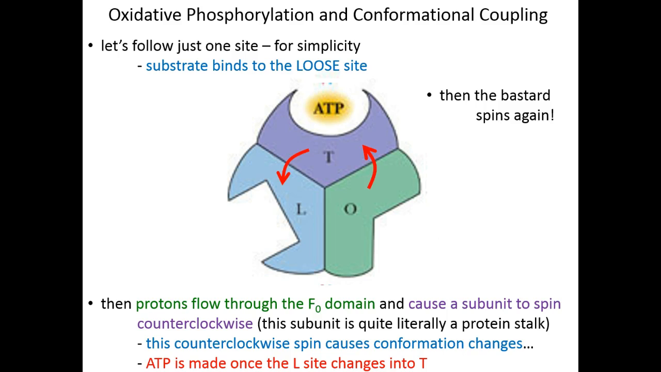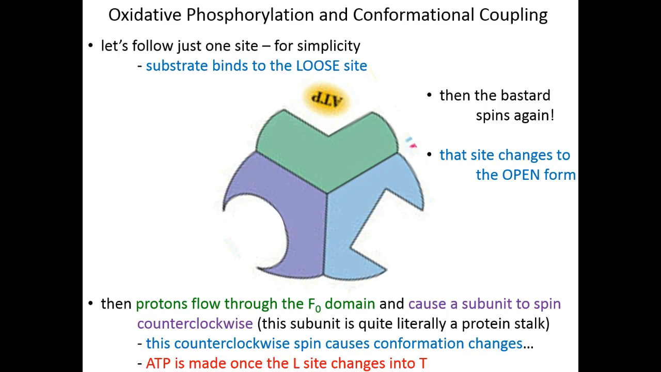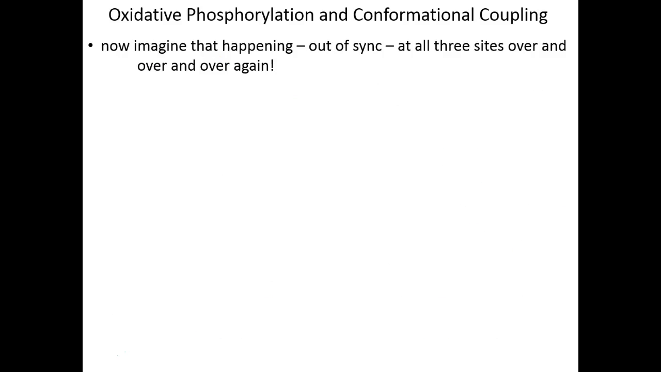As those protons spin through the F0 region and that bump moves again, we are going to shift counterclockwise once more. This loose site will shift over to this subunit. This tight site will shift to where the loose is now. And the open site will shift up to the subunit we're focusing on. And there it goes. Remember, the role of the open site is to release ATP into the mitochondria. And the ATP we just made is released. And that's really the story.